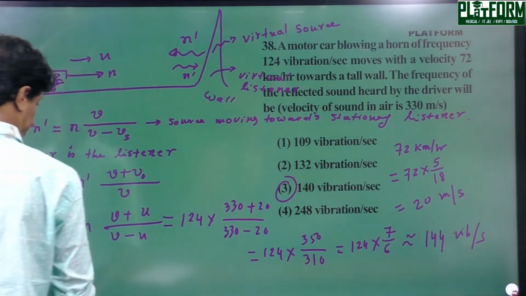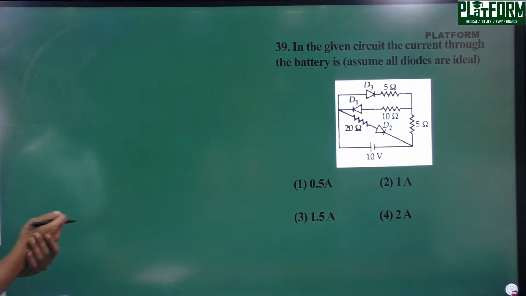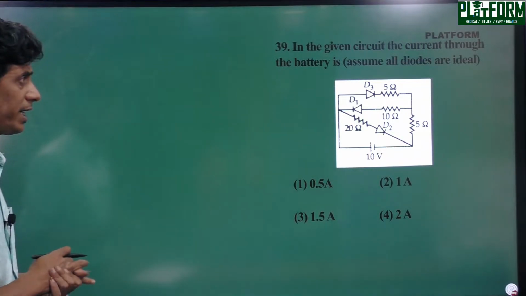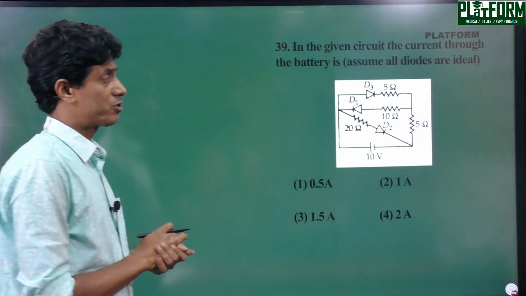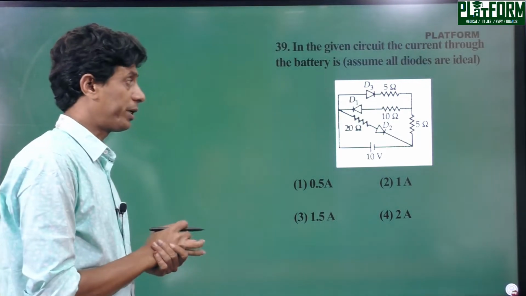Next problem. In the given circuit, find the current of the battery. Assume all the diodes are ideal. It is also taken from the deleted topic.